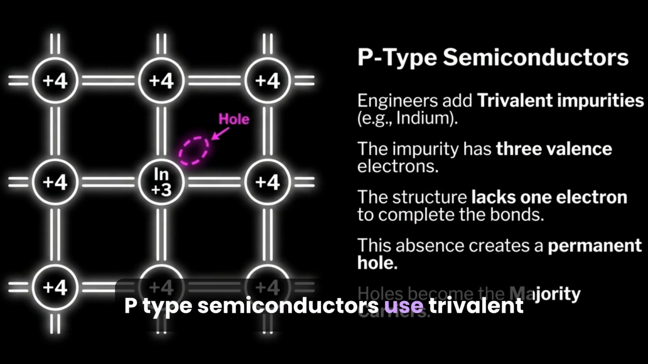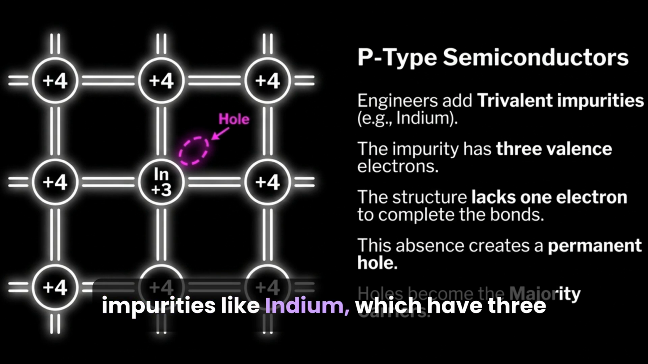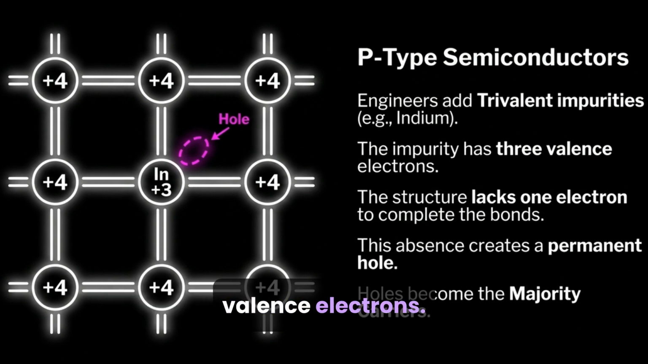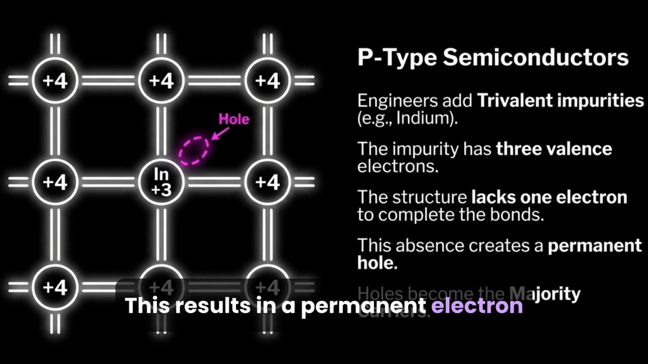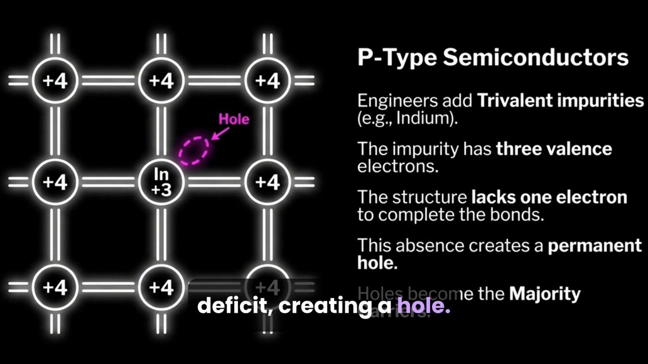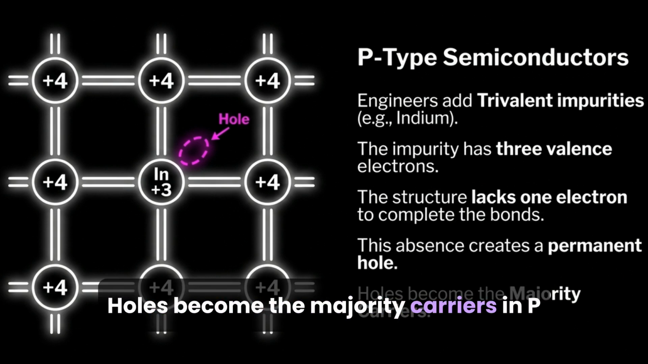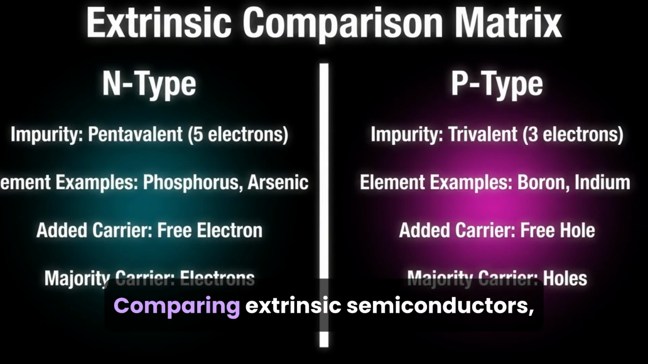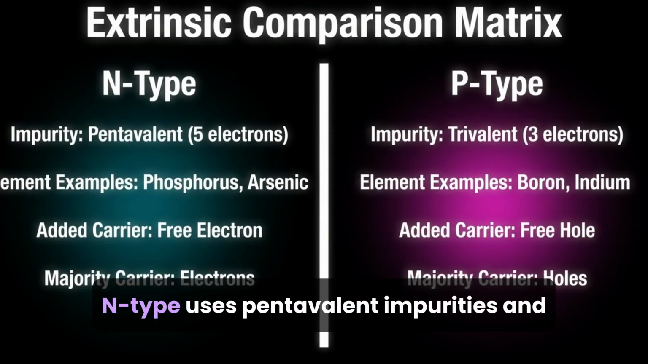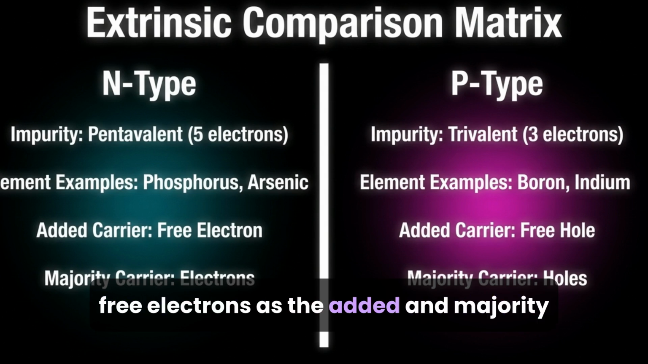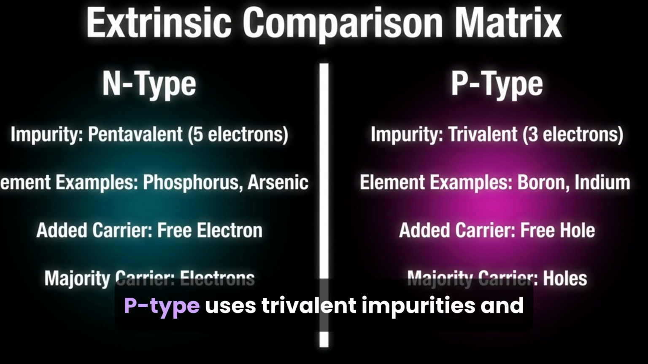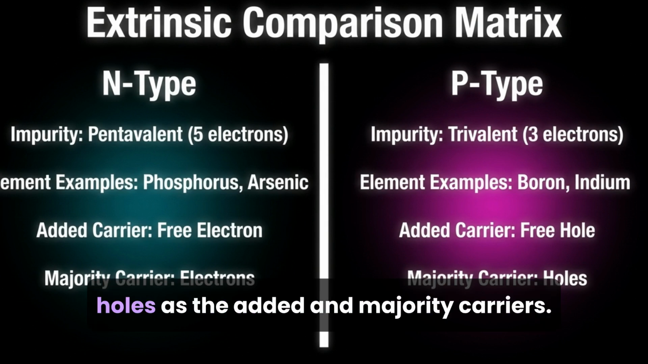P-type semiconductors use trivalent impurities, like indium, which have 3 valence electrons. This results in a permanent electron deficit, creating a hole. Holes become the majority carriers in P-type materials. Comparing extrinsic semiconductors, N-type uses pentavalent impurities and free electrons as the added and majority carriers. P-type uses trivalent impurities and holes as the added and majority carriers.